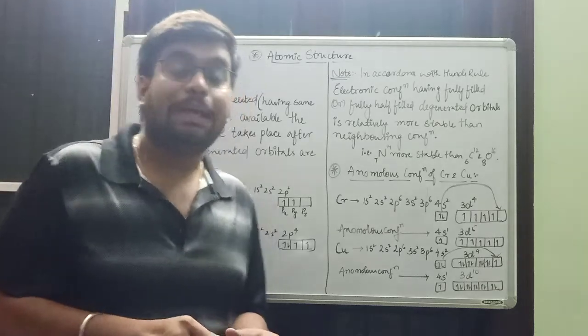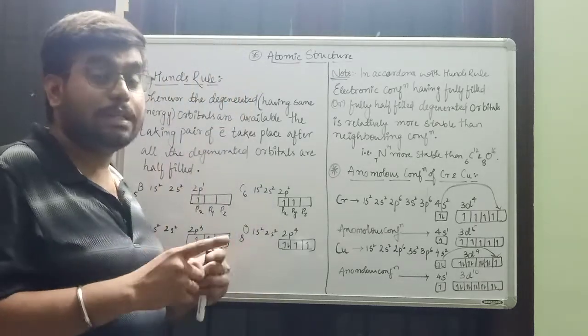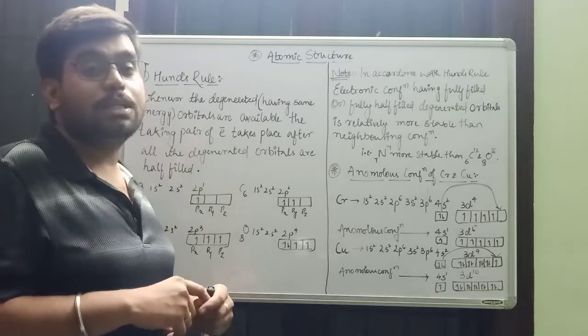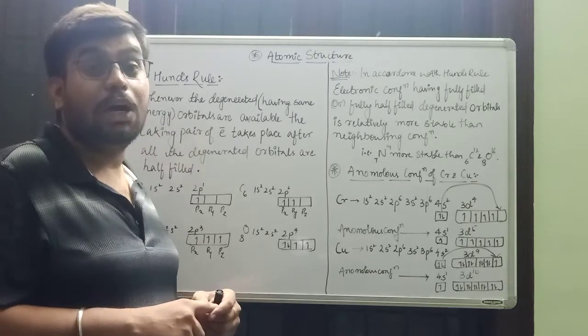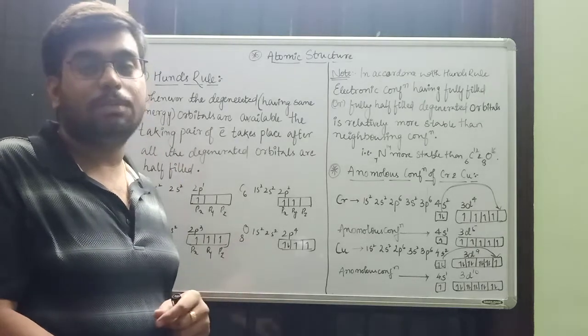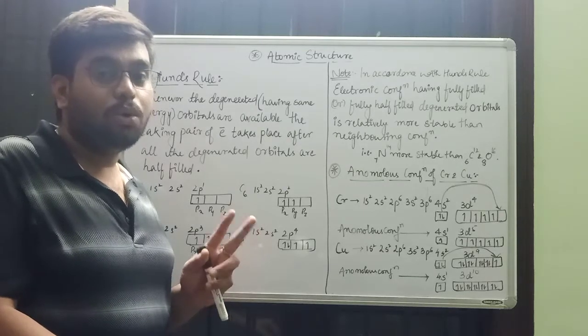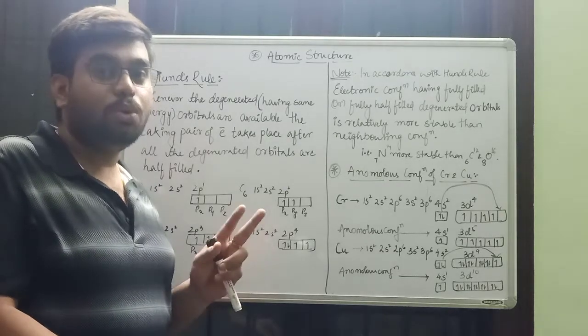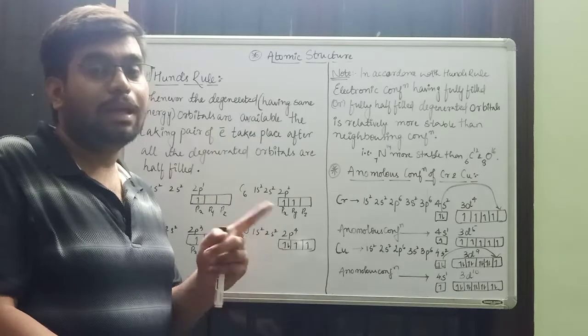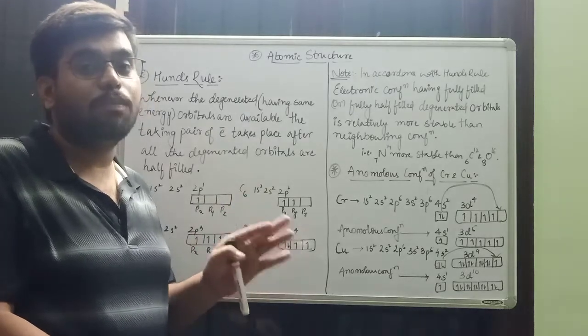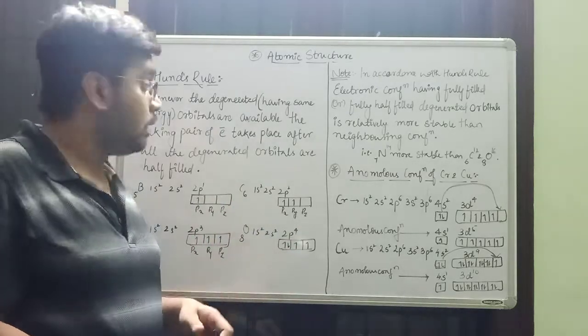Hello friends, welcome back. In the previous lecture we discussed Pauli's exclusion principle and Aufbau principle. Pauli's exclusion principle says that no two electrons of an orbital can have all four quantum values the same, right?